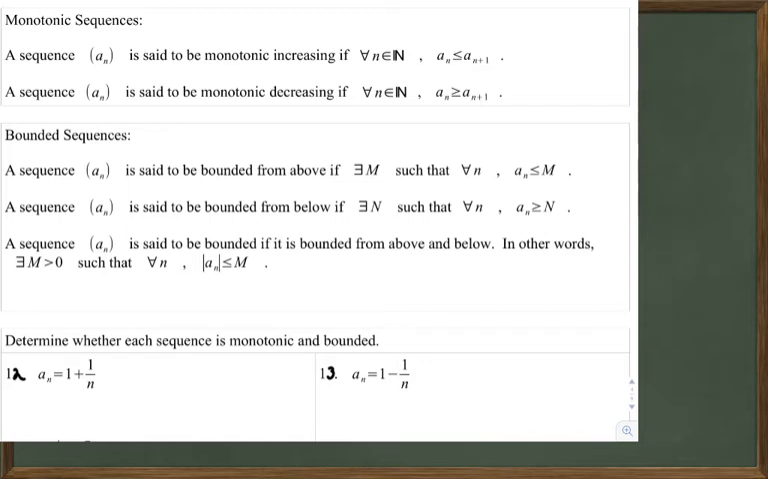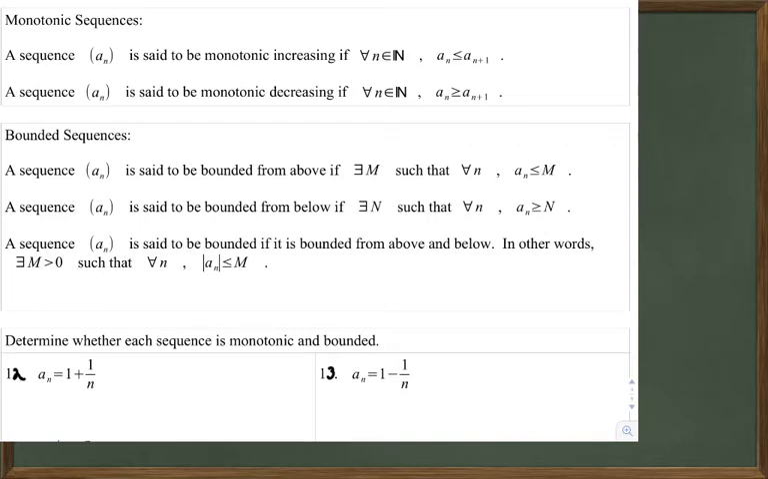Bounded sequences. A sequence a_n is said to be bounded from above if there exists a real number M such that for all n, a_n is less than or equal to M. A sequence a_n is said to be bounded from below if there exists a number N such that for all n, a_n is greater than or equal to N. A sequence a_n is said to be bounded if it is bounded from above and below. In other words, there exists a positive number M such that for all n, the absolute value of a_n is less than or equal to M.